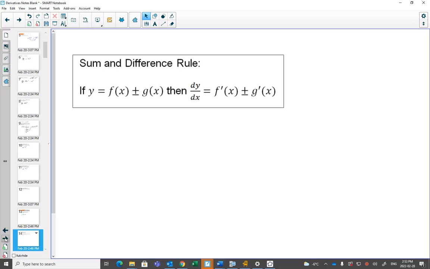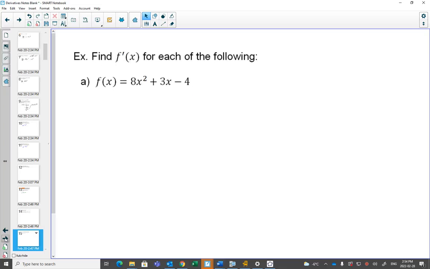So what is the sum and difference rule? If you are adding and subtracting different functions, you can take the derivatives of each of those individual parts separately to find your derivative. Try these two on your own. I'll put the answers up in a second.